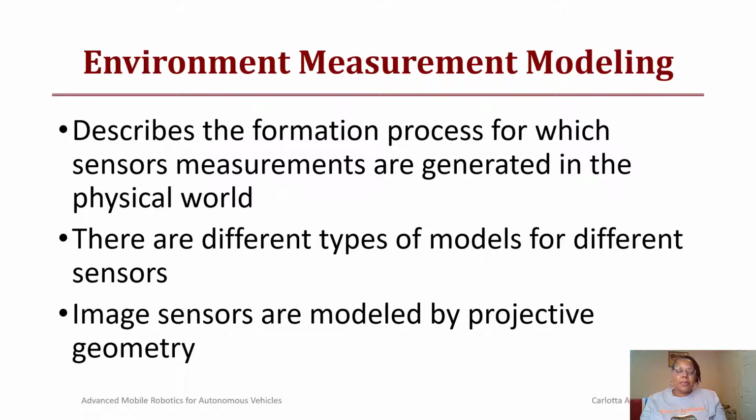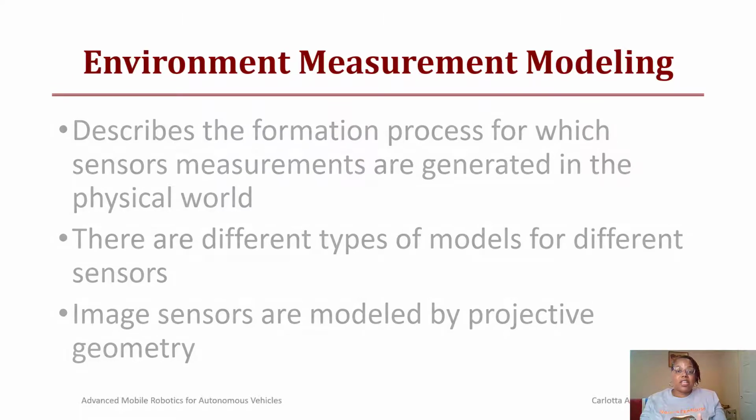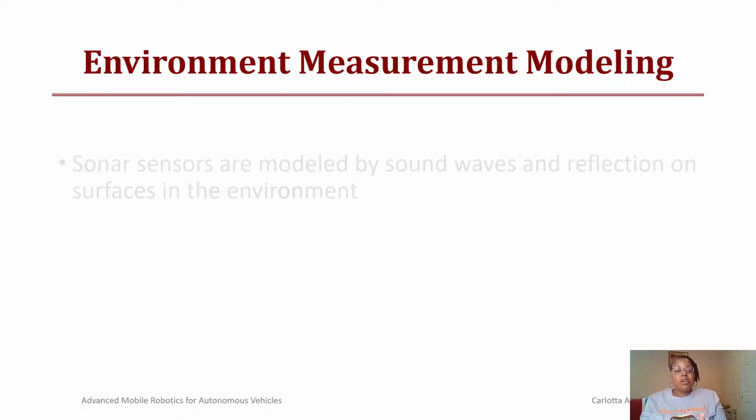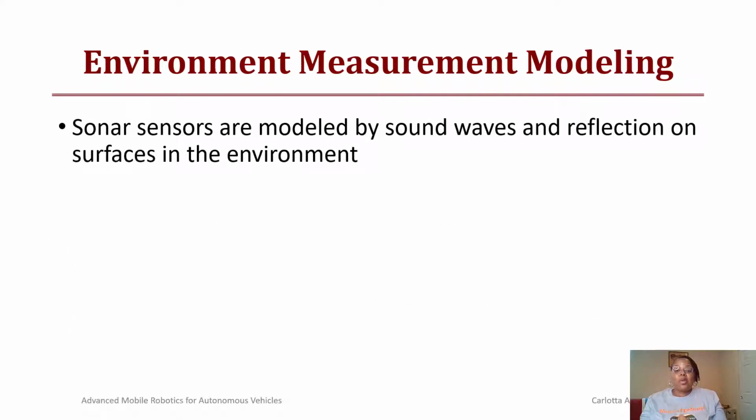So for example, image sensors are modeled by projective geometry. A lot of times a sensor will give you pixel data, but if you have, for example, a stereo camera, you can use triangulation in order to determine the distance to an object that you find in 2 different images. You can also use sonar sensors, which are modeled by sound waves and a reflection of that back from some surface. So it uses time of flight with a ping and listening for the echo to determine how far to an object.